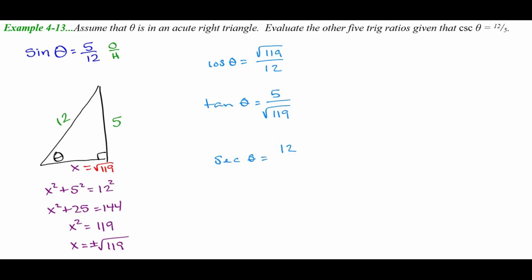So 12 over square root 119, we're just going to leave the radicals in the denominator here. And then we get the cotangent of theta is the square root of 119 over 5. So these problems always involve finding the missing side if you're only given 2 sides, and in order to do that, you're going to use the Pythagorean theorem.